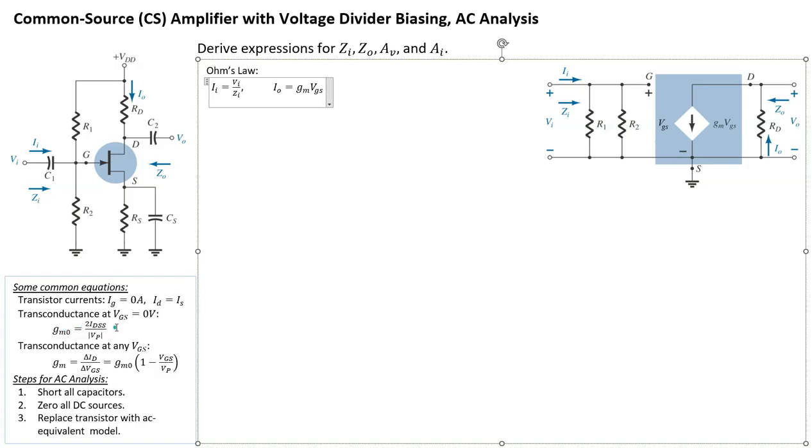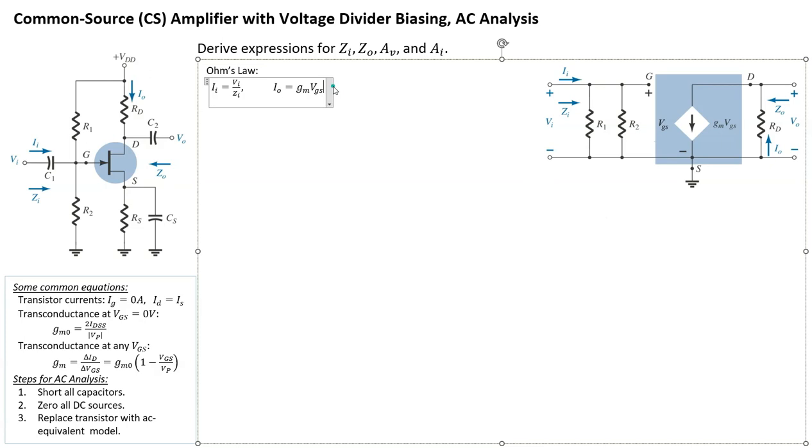It's defined as 2 times IDSS divided by the modulus of VP, and IDSS is the saturation current of the drain source. That's the highest amount of current you can go. So IO is simply gm VGS.